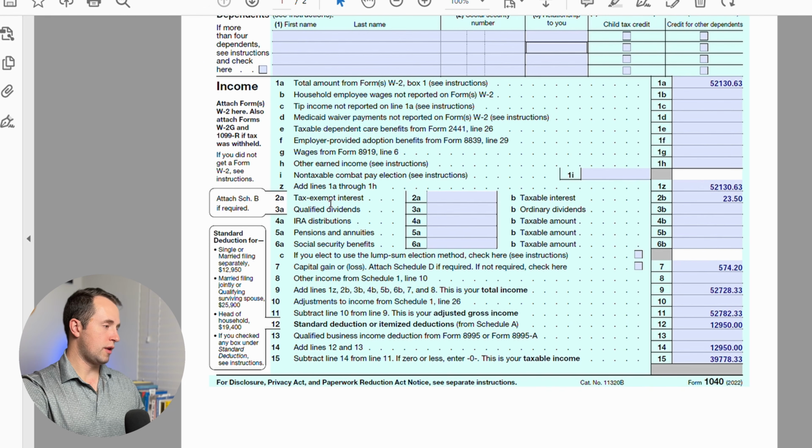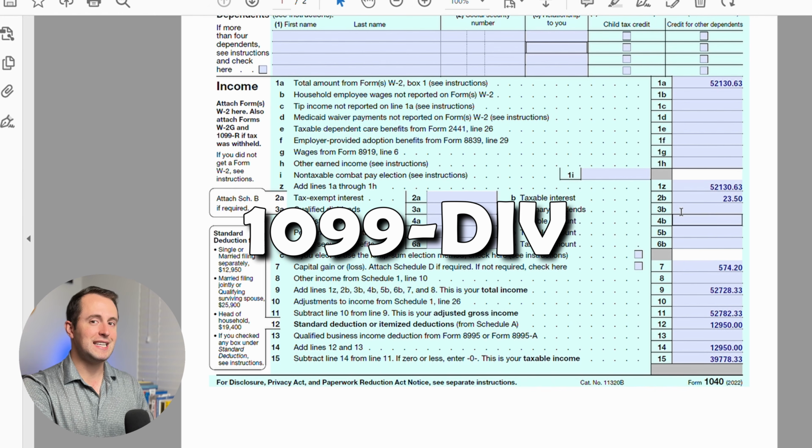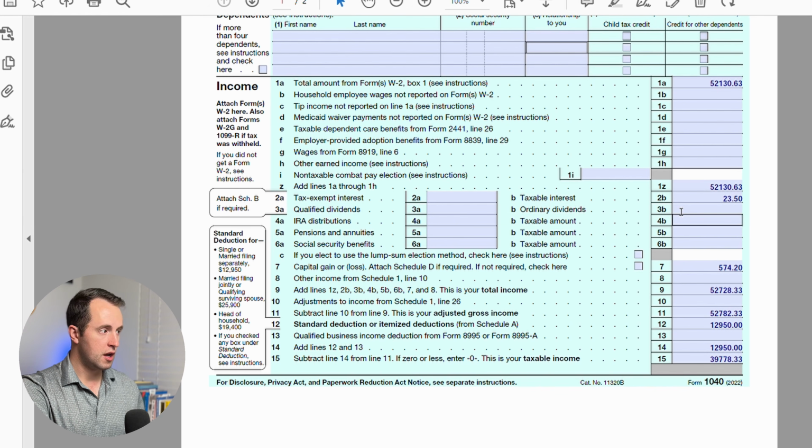And then when you look at 3A, these are going to be qualified dividends as well as ordinary dividends. That is going to be coming from tax form 1099 DIV for any dividends that you might have received from the previous year. Now, once you start looking at sections 4, 5, and 6, these all deal with retirement, whether it's an IRA distribution, a pension or annuity, or any sort of social security benefits that you are receiving. For this situation, John isn't yet into retirement, so none of these sections are going to apply.